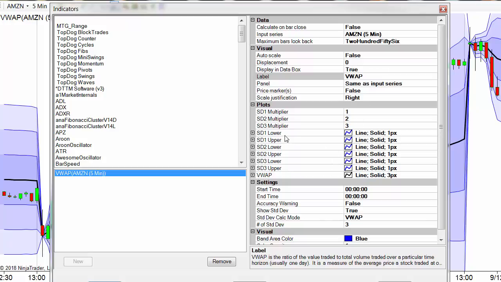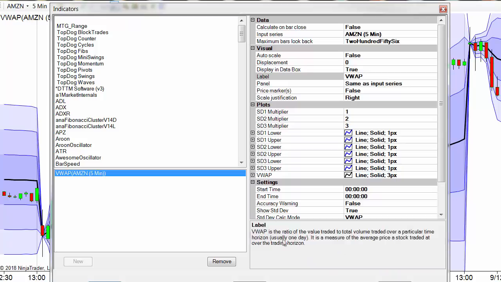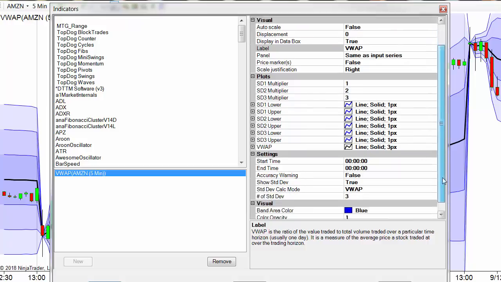Now, as you'll notice, I have NinjaTrader. A lot of people don't use this for some reason. I'm actually very surprised by this. A lot of people don't use the standard deviations above and below it. They just use the line itself. And let me pull this up. So here you can see the definition. VWAP is the ratio of the value traded to total volume traded over a particular time horizon, usually 1 day. It's a measure of the average price a stock traded at over the trading horizon. So there's your little definition for you.